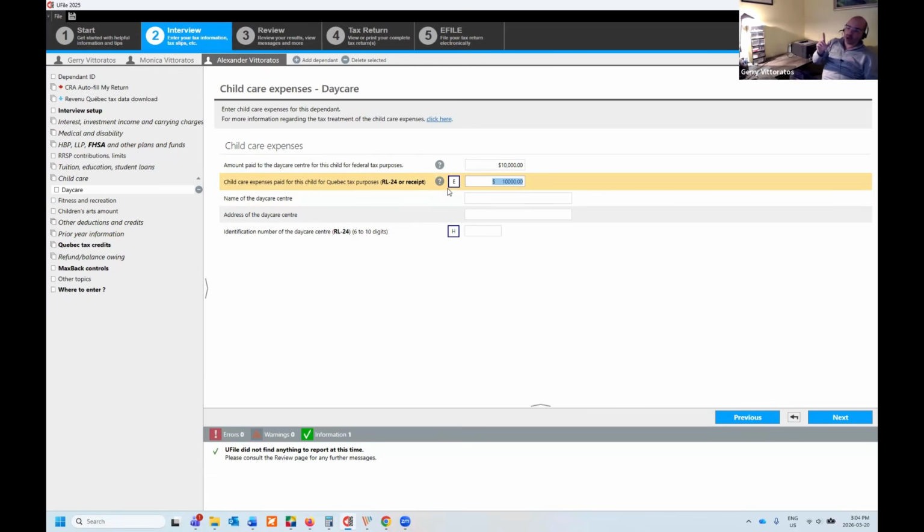Now, the thing though, is that just because Quebec's not allowing it doesn't mean the federal won't. You're still entitled to get the deduction for childcare expenses for the $10 a day that you paid over the whole year. Okay. So federally, you're claiming the full amount, but Quebec, it might be zero. So you might have to just enter zero there, enter the identifiers of the daycare, and you're good to go.